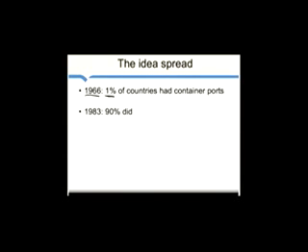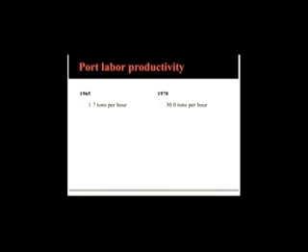And it's astonishing how much port labor productivity rose in places where shipping containers were instituted. So for instance, in 1965, we have measurements of port labor productivity being 1.7 tons per hour. By 1970, a mere 5 years later, we have measurements where port labor productivity is about 30 tons per hour. Of course, that's a very significant increase.